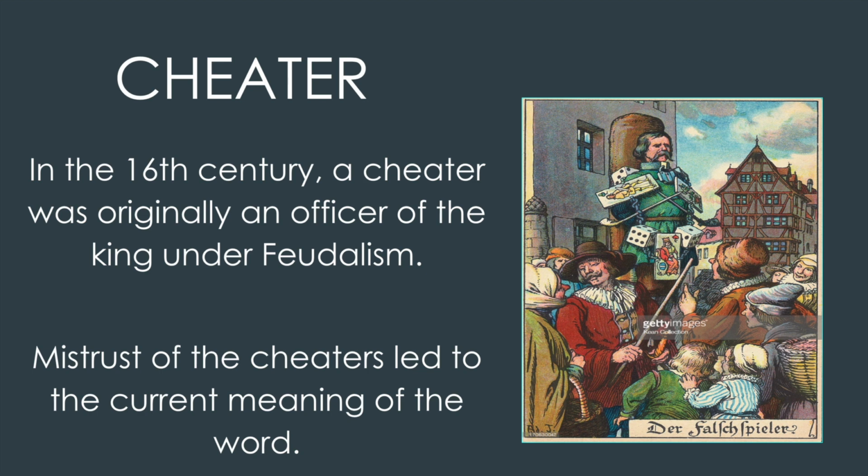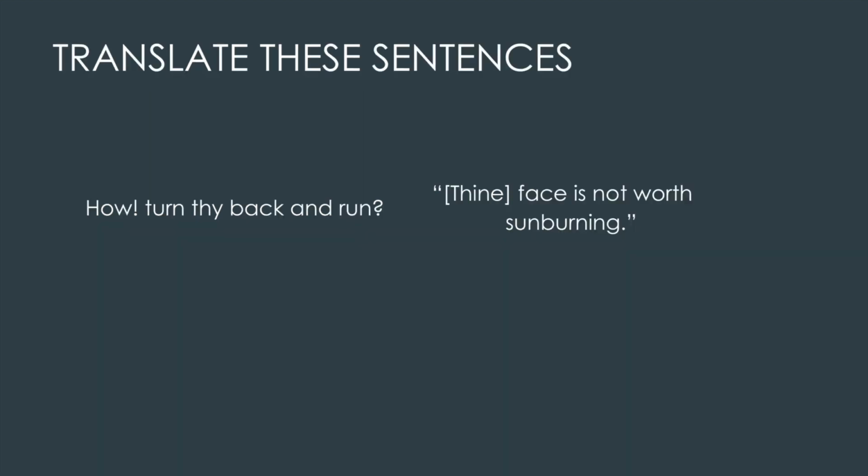In the 16th century, a cheater was an officer of the king who would look over the king's escheats, pieces of property claimed by the king. However, the cheaters gained a reputation for being mischievous and stealing land from citizens and abusing the money of the crown. Because of this, the word cheater became associated with those who act dishonestly to gain over other people. Now it's your turn. See if you can translate these sentences into their modern-day meanings.